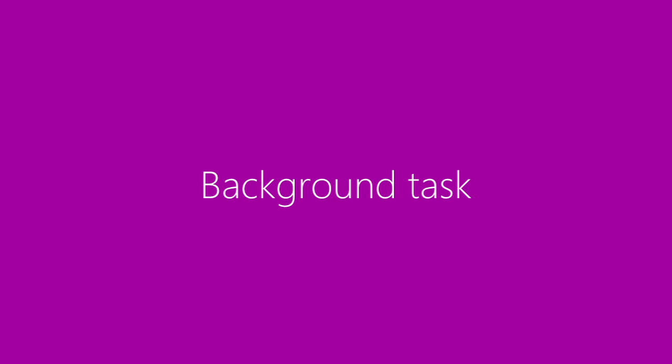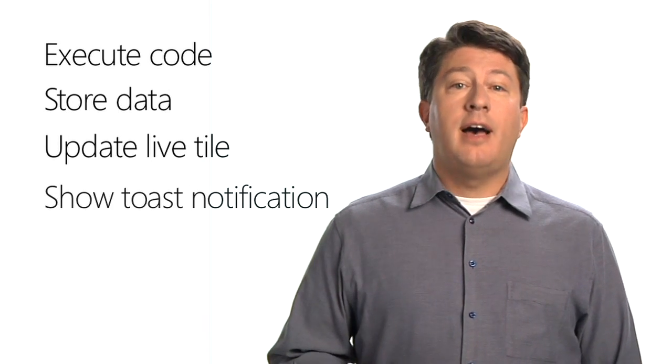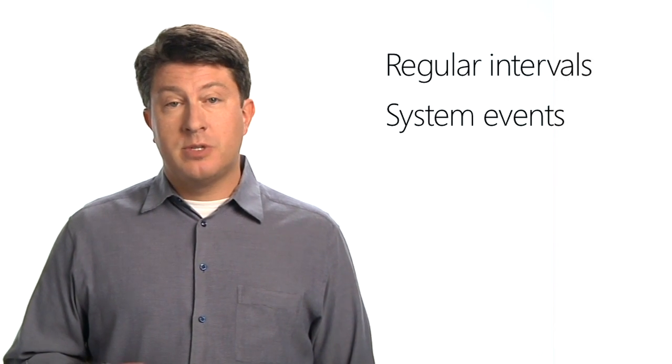If you don't want to set up a server but still want your live tile to update periodically, then you'd use a background task to do a series of activities on a regular basis. You can configure a background task to execute code that may check a website, store data in your local storage, then update the live tile or show a toast notification. Background tasks can be triggered at regular intervals or at certain system events, like when network connectivity is restored.